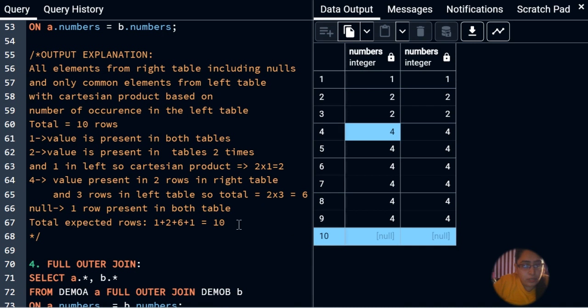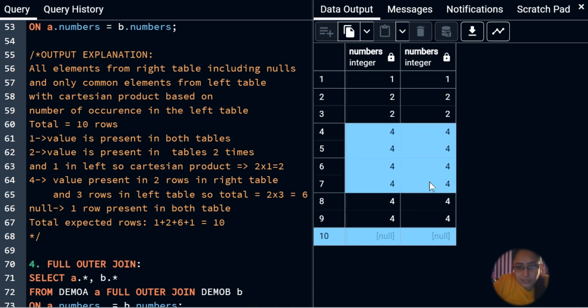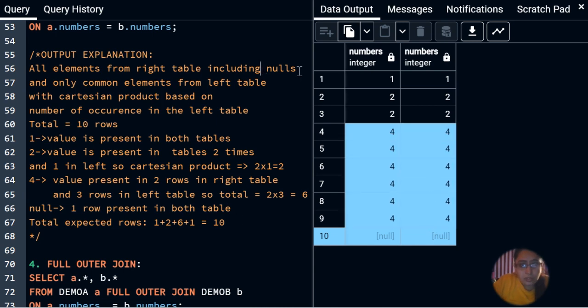Now talking about 4 again, there are 2 values present in the right table and 3 values present in the left table. So 2 times 3 would be 6. So the value 4 is going to give me 6 rows. And then it will also include the null values.